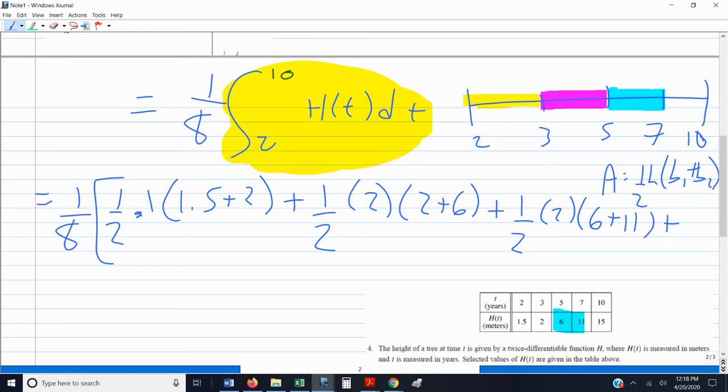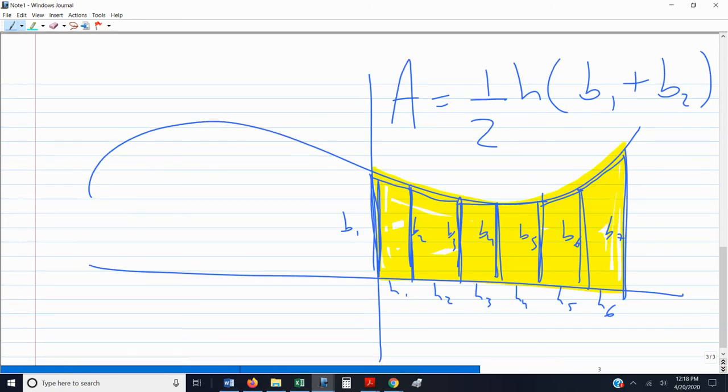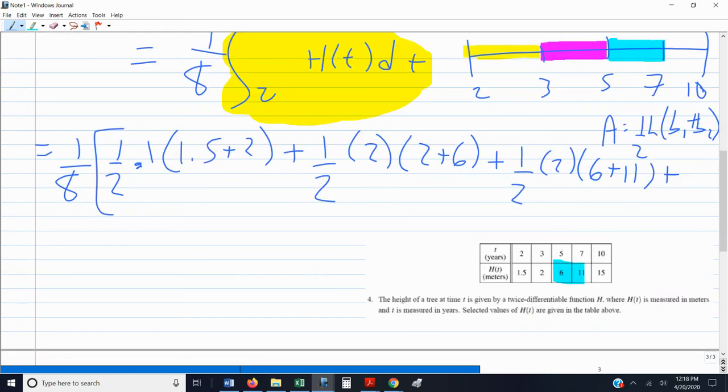And I have one more trapezoid. Hopefully you are connecting why we're adding them together, right? We're finding all of these areas individually and we're adding them together to get an approximation for that total area.